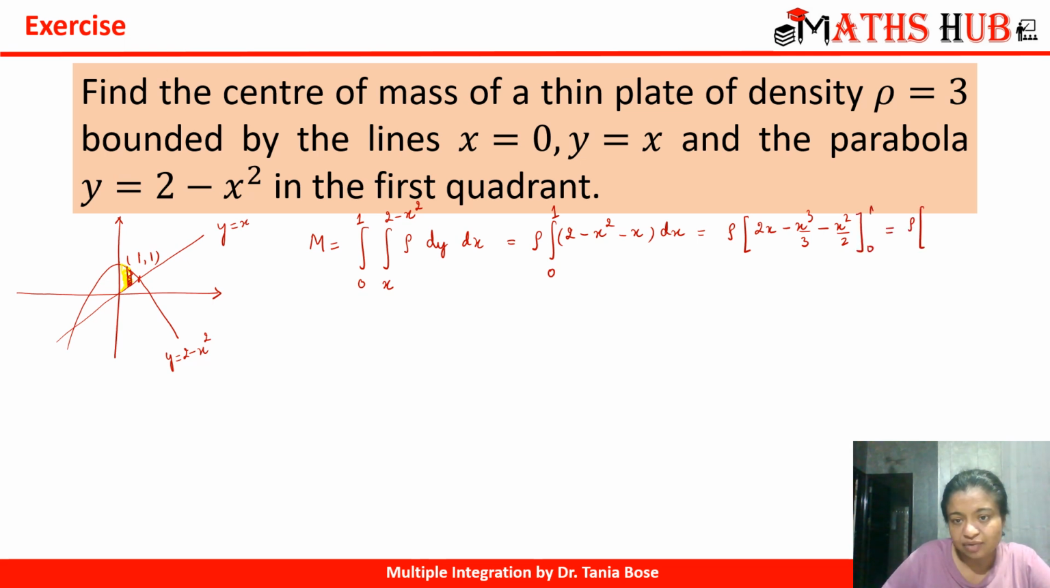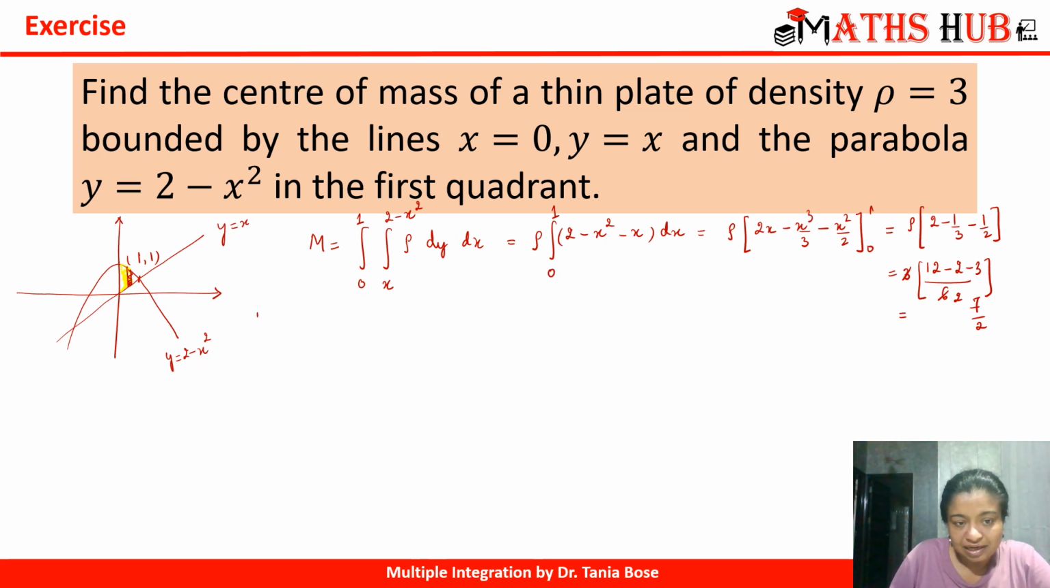When I put the values, I get 2 minus 1 by 3 minus half. When I take the LCM, 3 into 2 is 6 is the LCM. So I have 12 minus 2 minus 3 divided by 6, and I can put rho as 3 over here. So when I put rho as 3, this term is half. So 12 minus 5 is 7. So I will get my mass as 7 by 2, right?